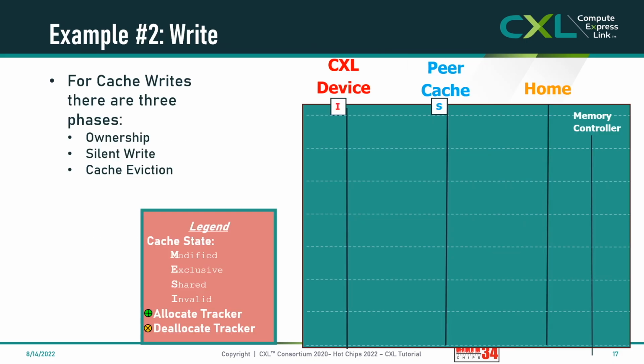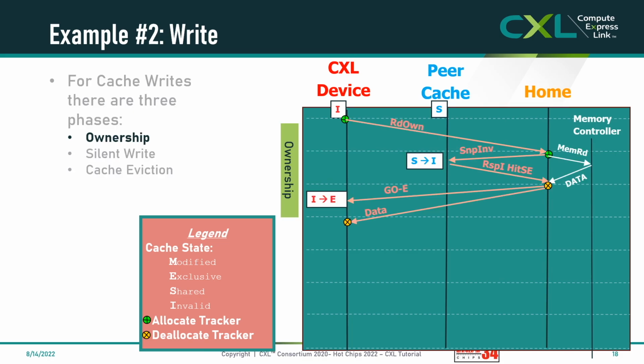All right, so next let's talk about a write flow. This is example number 2. A traditional write in a cache will consist of 3 phases. First phase is the ownership phase. Second phase is where we actually do the update of the data within the cache. I'm referring to that as a silent write. And then later there'll be a cache eviction where we flush the dirty, modified data out of the cache.